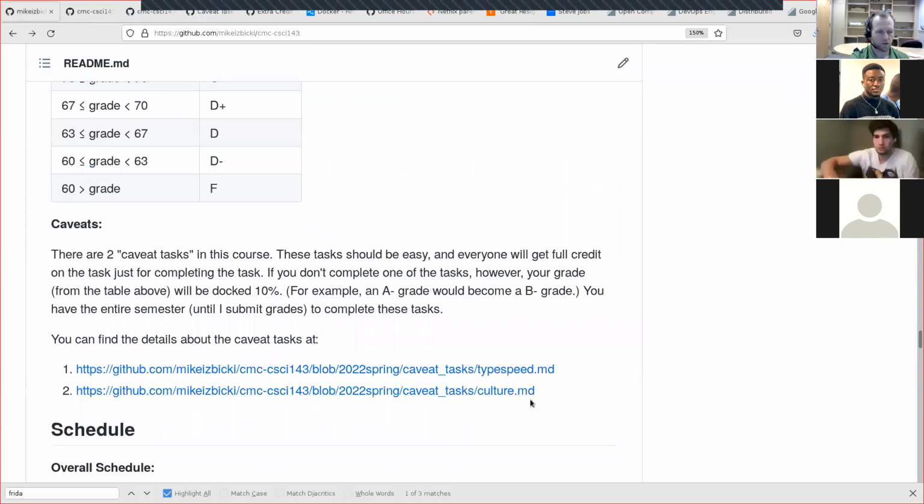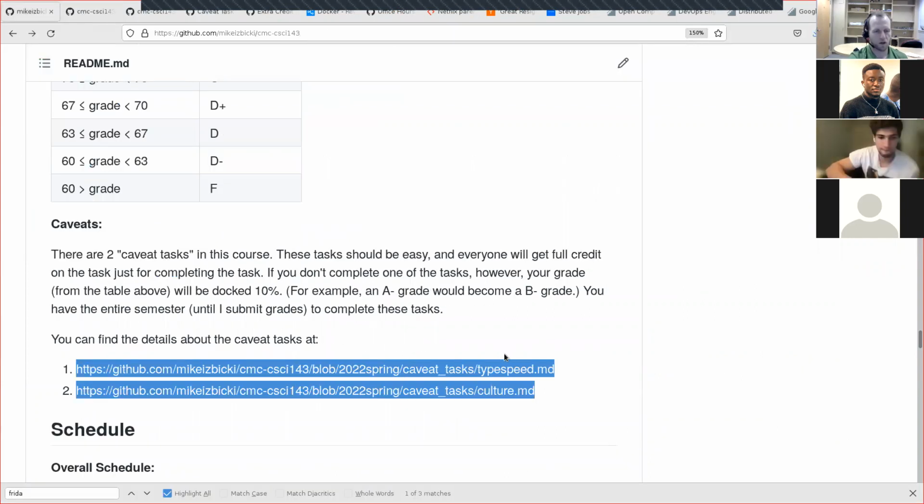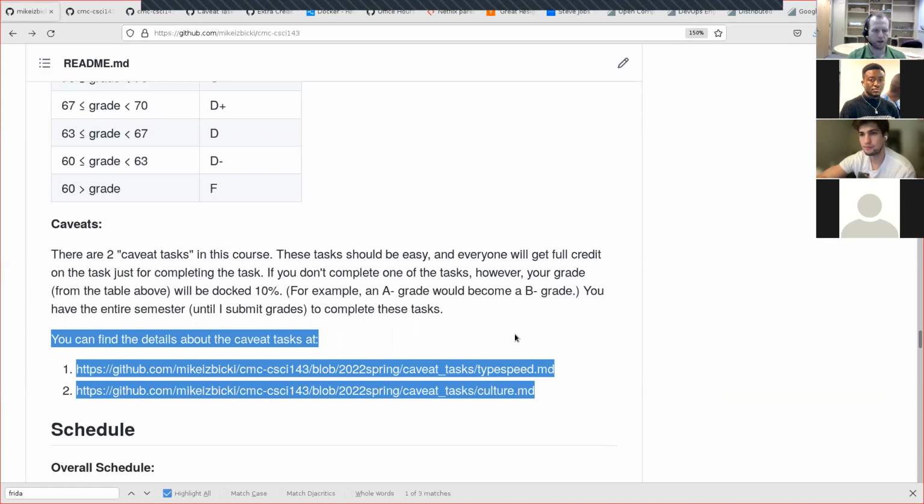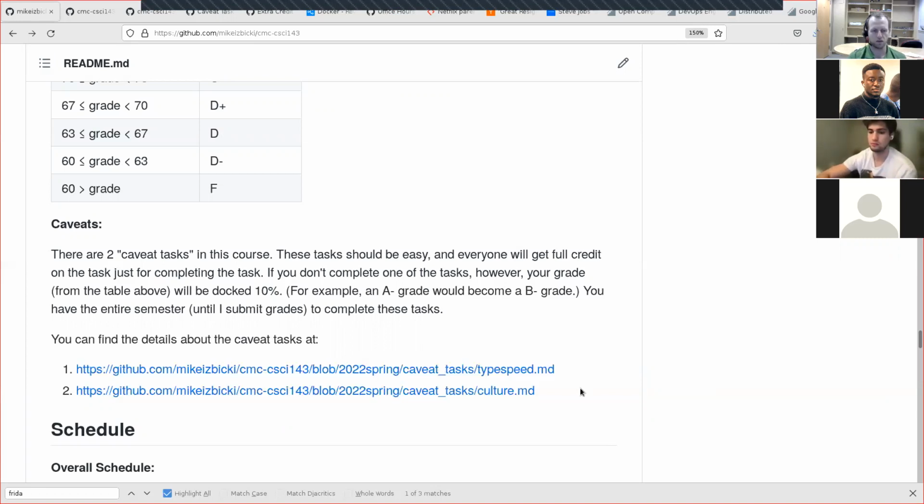So again, both of these two things, you have the entire semester to work on, and they should be relatively easy to do. But if you don't do them, they'll have a pretty significant impact on your grade. If you have questions about these, it might not be totally clear exactly what's expected right now, but you can review the instructions, and you have plenty of time to ask questions about them throughout the semester. Any other questions about grades at all in this course?